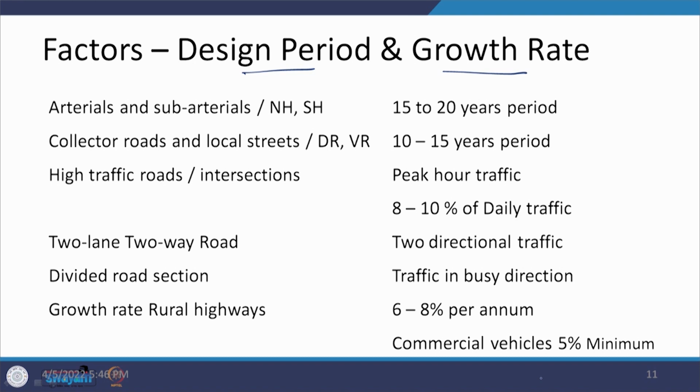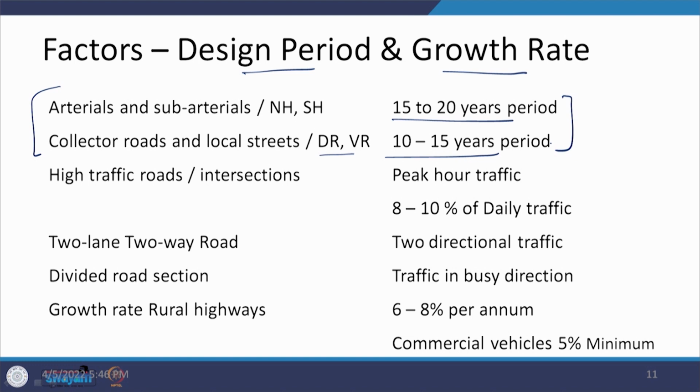So, what you see is that for a categorization of the roads, like in the case of urban areas, arterials and sub-arterials, and in the case of rural highways like national highways and state highways, it can be taken as 15 to 20 years. But in the case of collector roads and local streets in the urban areas, and the district roads and village roads in the case of rural highways, it can be taken as a 10 to 15 year period. So, that is the period which we usually consider and we are going to design for this. Our facility size is going to be on the basis of this information and the data projected to this.